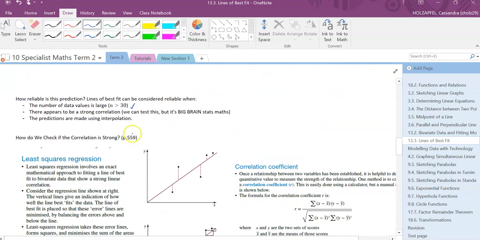And lastly, to make sure that this prediction is reliable, we have to make the prediction using interpolation, and we didn't do that. We did extrapolation. So my prediction is probably crap, to be honest.